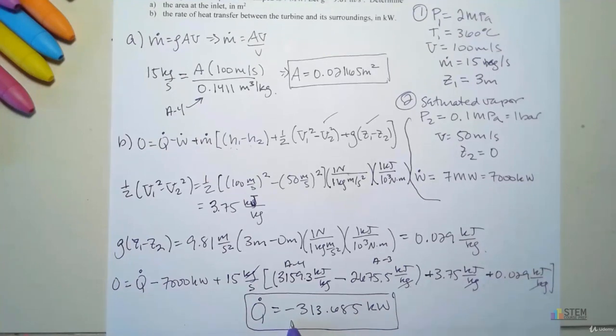Notice this symbol is negative. And if it's negative, remember that means we are transferring heat between the turbine and its surroundings. So if it's negative, we're getting rid of energy from our turbine. All right, so we're sending energy due to heat to the surroundings. So that's what that negative sign tells you.